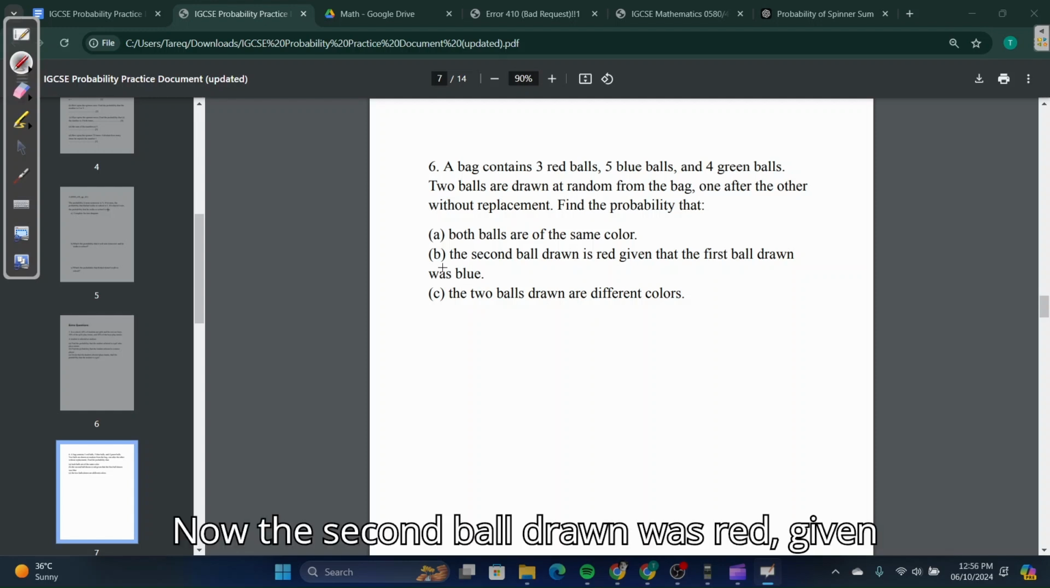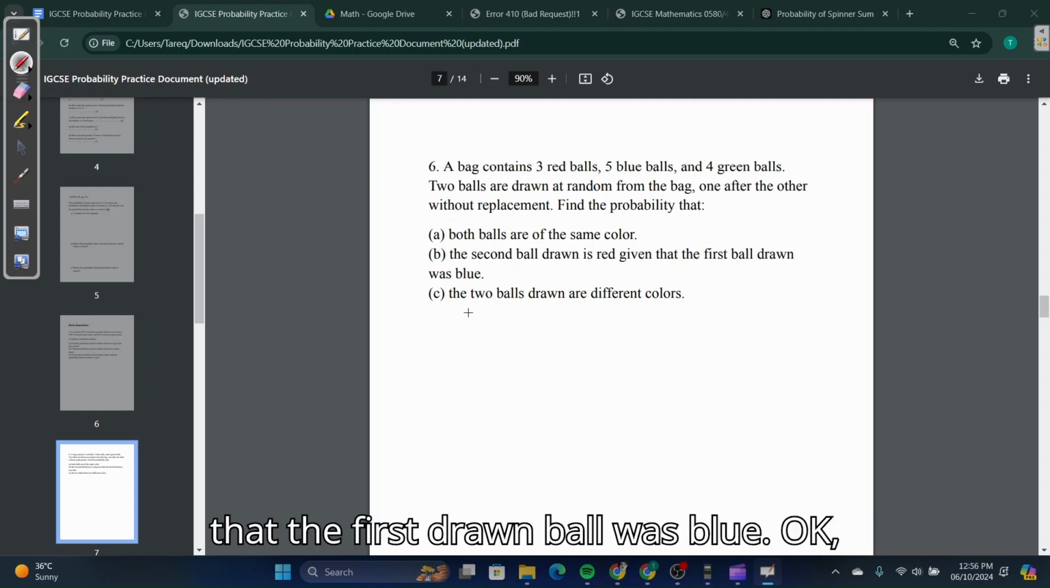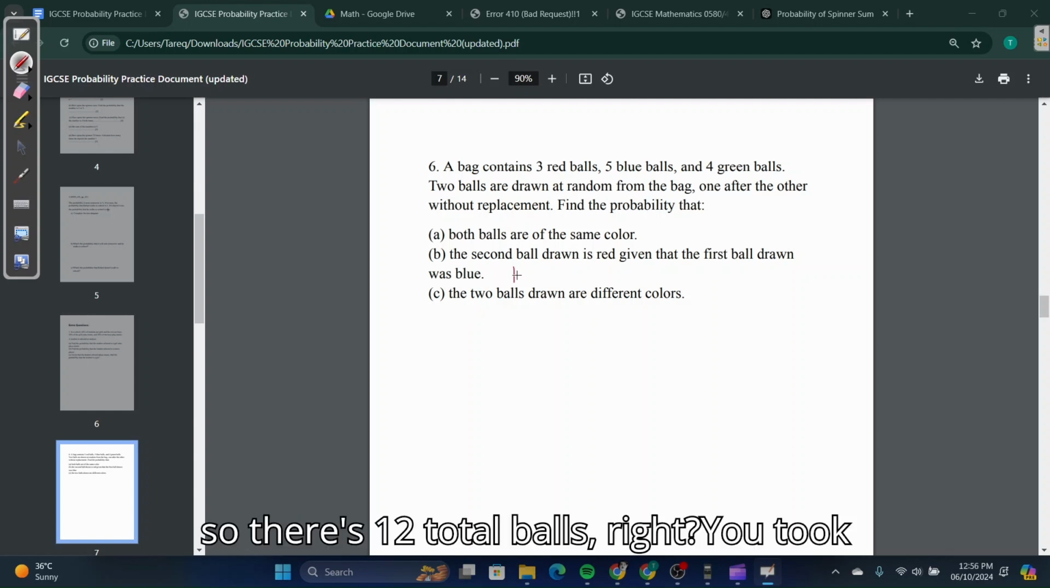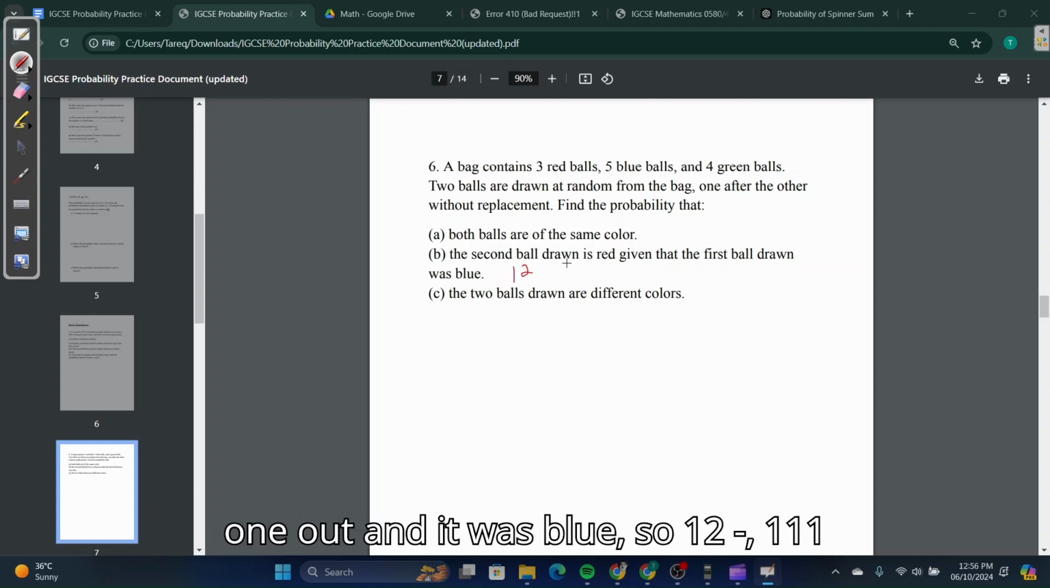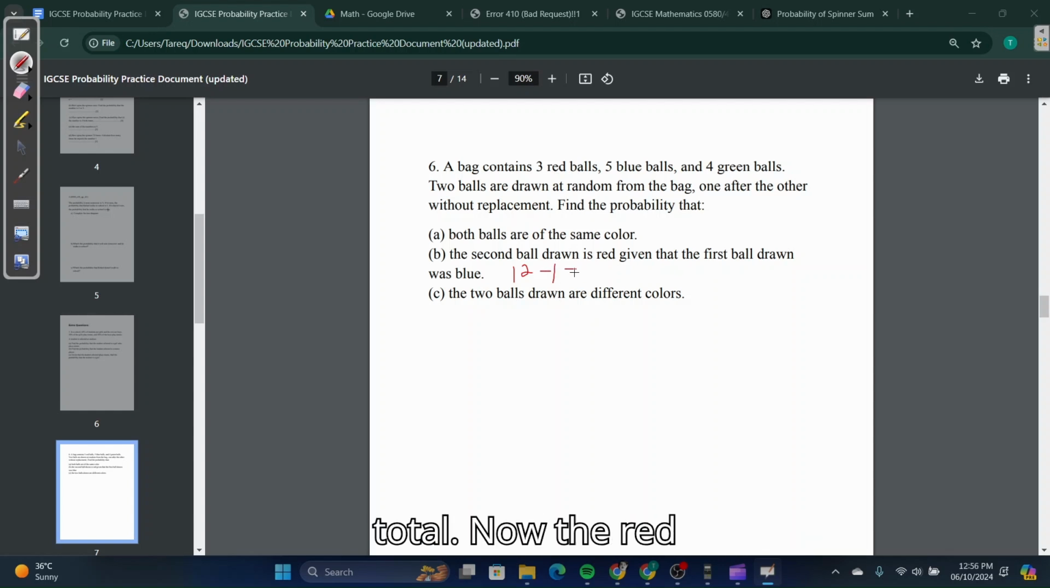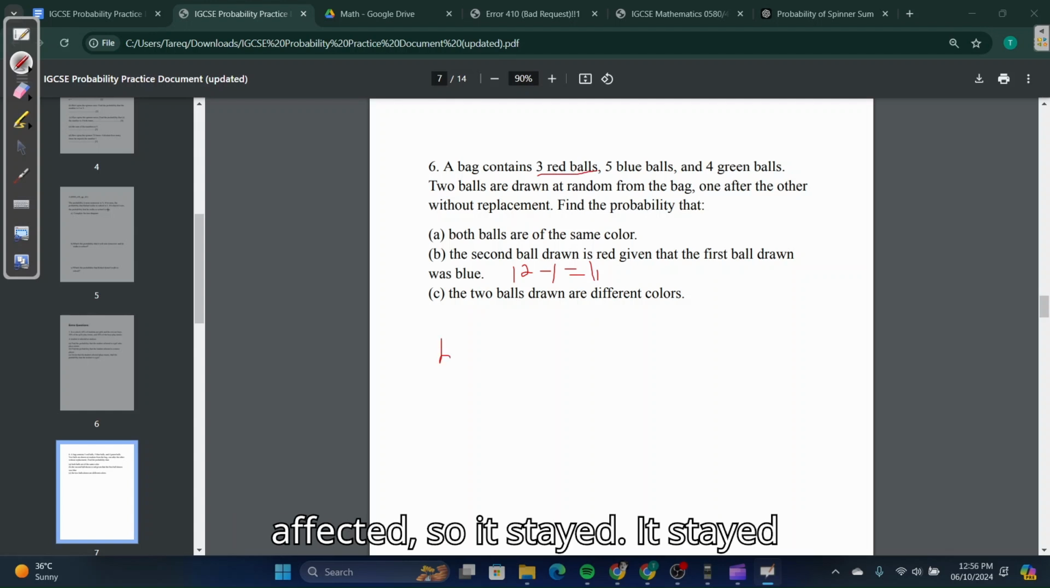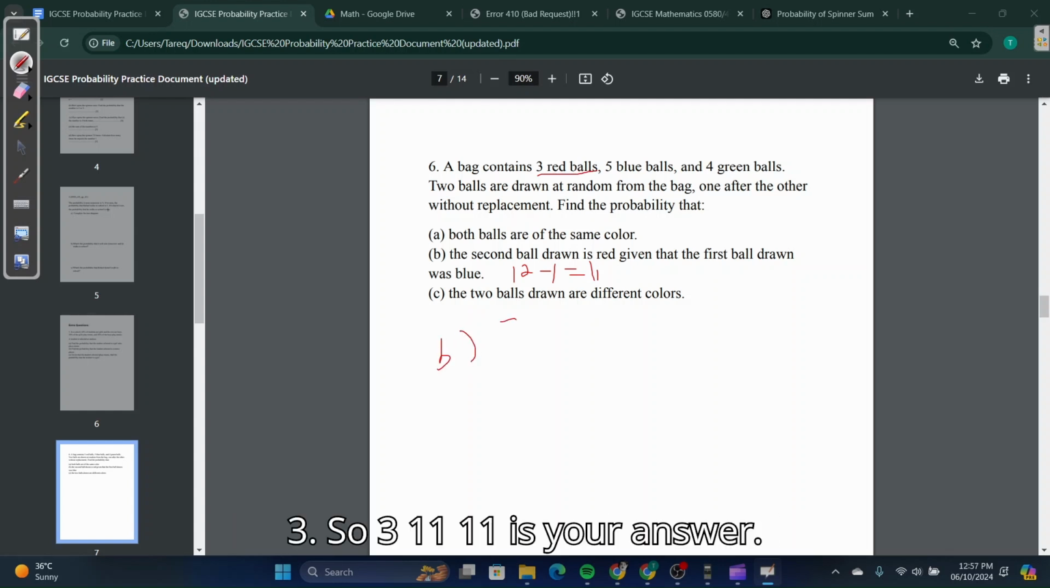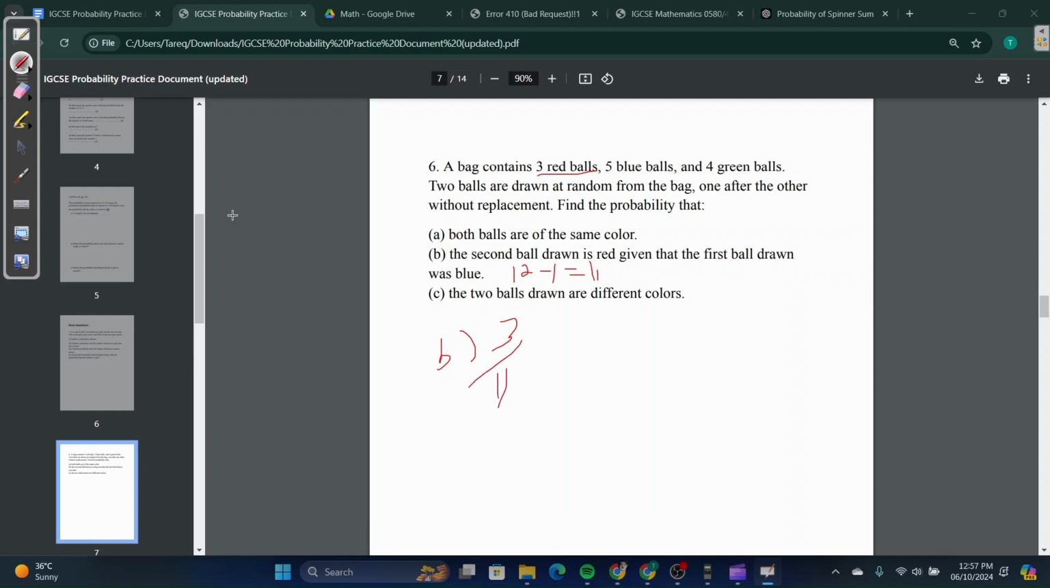Now, the second ball drawn was red, given that the first drawn ball was blue. Okay, so there's 12 total balls, right? You took one out and it was blue, so 12 minus 1, 11 total. Now, the number of red balls wasn't affected, so it stayed 3. So 3/11 is your answer. Okay.